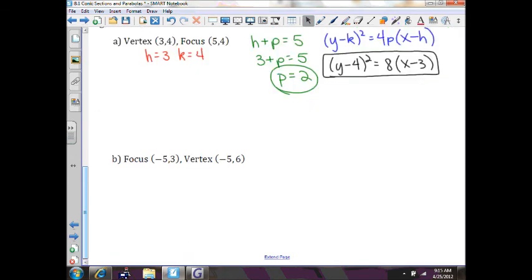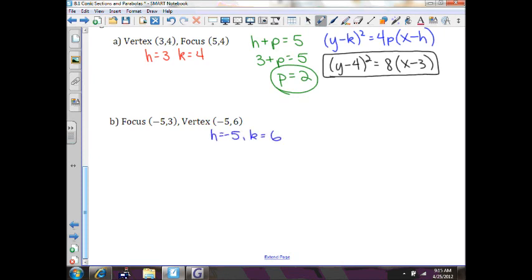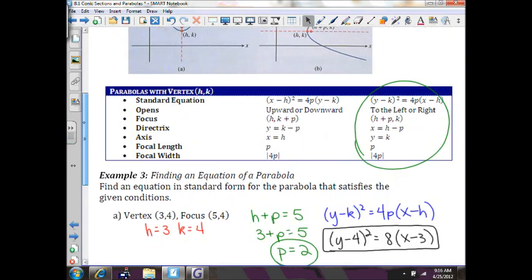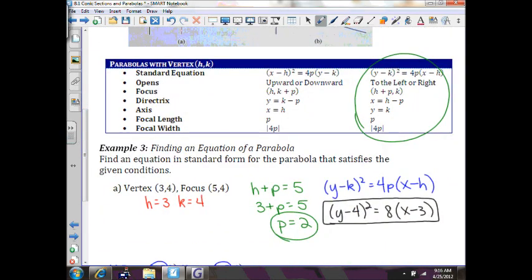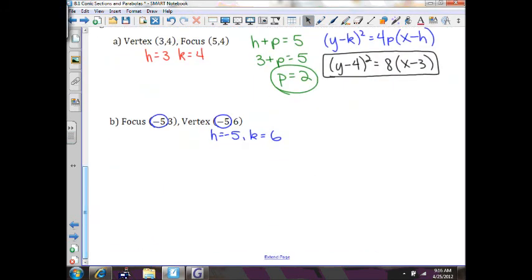Now for b, our focus is (negative 5, 3). Our vertex is (negative 5, 6). That means h equals negative 5, k equals 6. If you notice here, the negative 5 is still the same as this. So we're actually going to use the left-hand side of our equation because that's the part that changes. The k plus p changes. That means k plus p is equal to 3. 6 plus p is equal to 3. That means p is actually equal to negative 3.